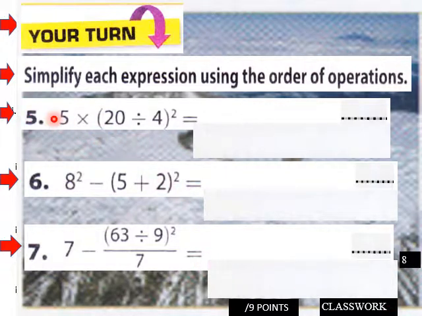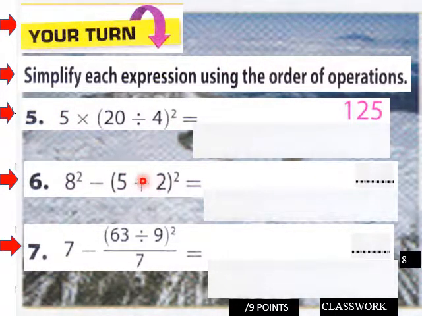Okay, welcome back everybody. So for number 5 up here, 5 times the quantity 20 divided by 4 squared. What would that equal? It equals 125. Does anybody know how? Teachers, have somebody come to the board or just verbally explain that first we do what's inside parentheses, square it, and then multiply that times 5. So 20 divided by 4 would be 5 squared, and then 5 times 25, 5 squared would be 25, so 5 times 25 would be 125.